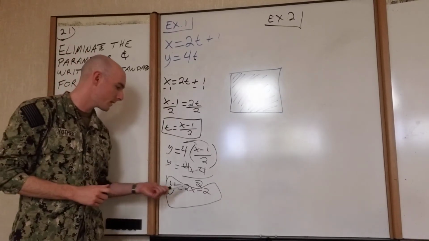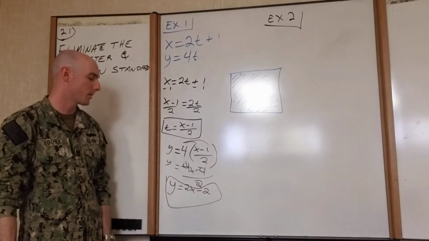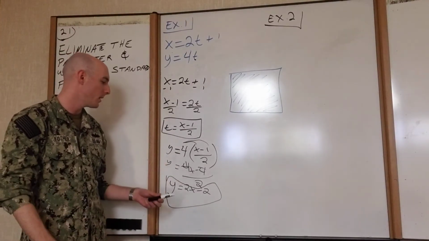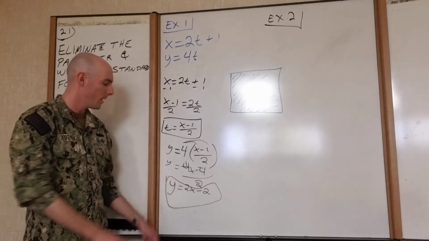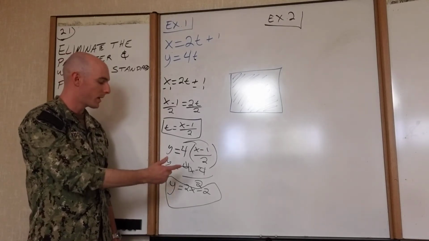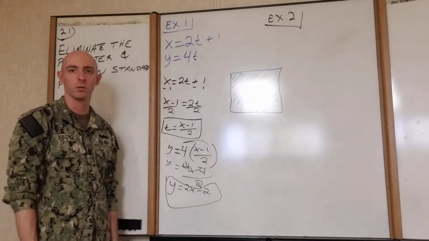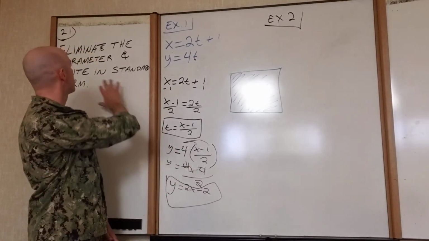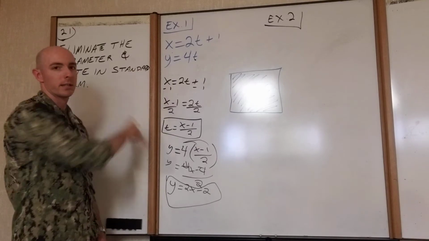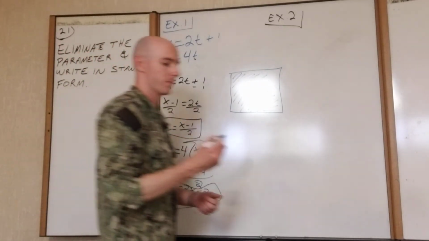If you notice, that's a linear equation, y equals mx plus b. This is a line, a linear line. That's redundant, but you're going to have a y-intercept of (0, negative 2) and then an x-intercept of (1, 0). So it's just a line. And now you've eliminated the parameter and expressed it in standard form. And then we can do another example.